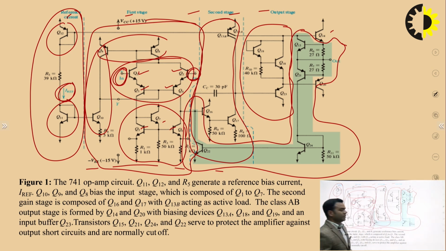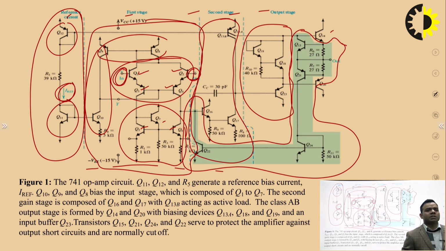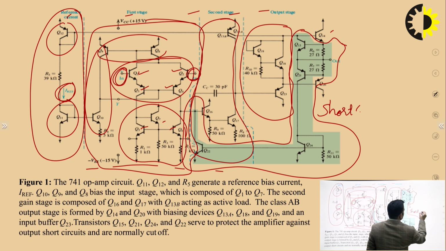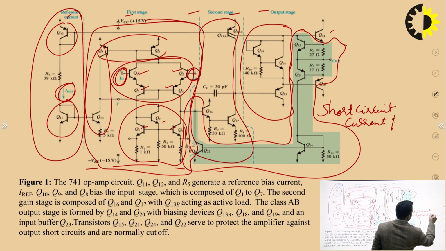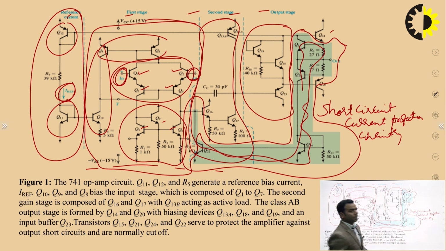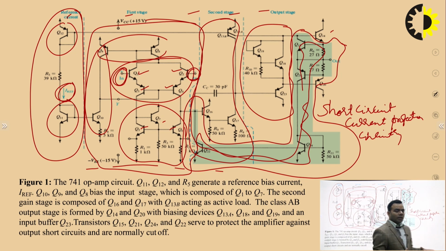This circuit will not come under any stage like input stage, output stage. This is a different circuit which is called short circuit current protection circuitry. So, this circuit will protect this whole IC 741 whenever any kind of short circuit will occur.